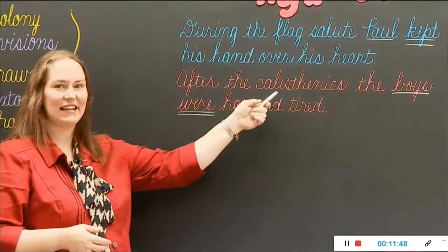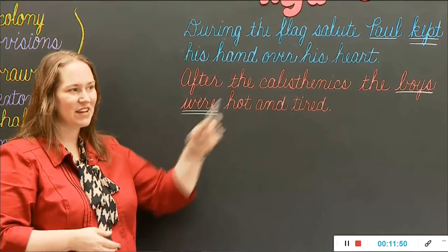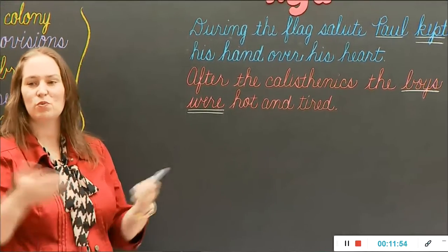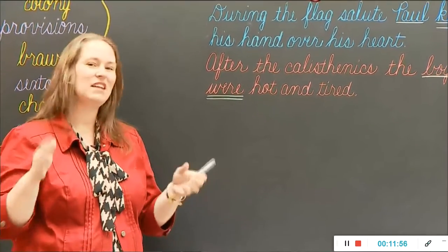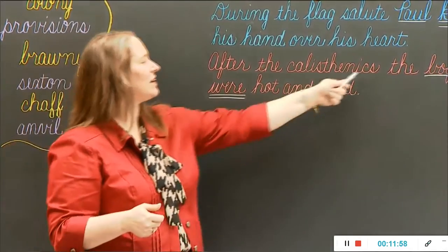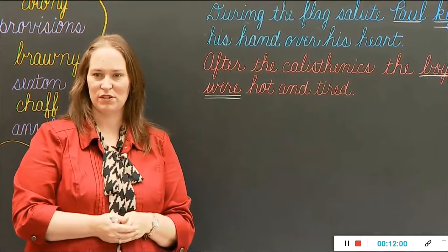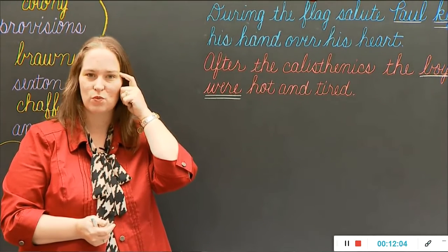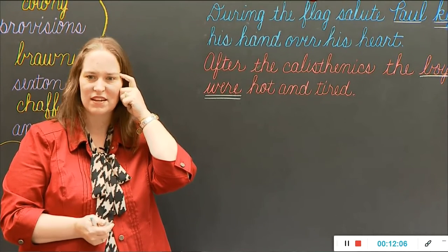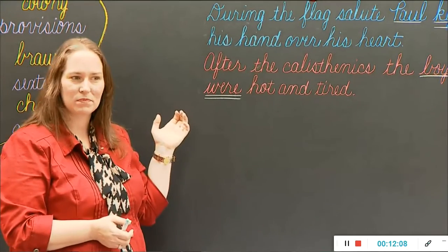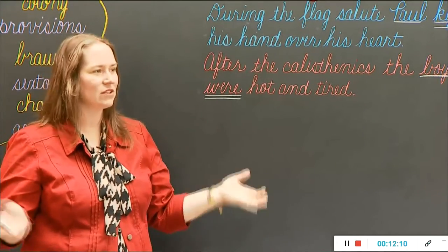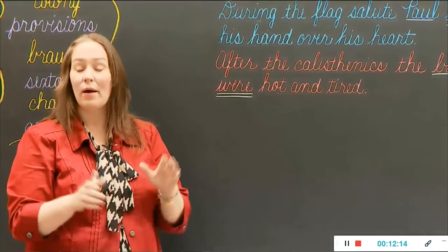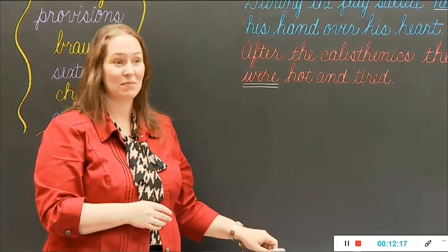Do you know what calisthenics are? Do you know, Sarah? Exercises. It is a kind of exercise. What if we just weren't thinking very hard, not doing our best, and we just underlined calisthenics as the subject of our sentence? Then I want you to read that subject and verb together. Calisthenics were hot and tired. Calisthenics were? Is that the idea of our sentence? Well, no, the calisthenics are just exercises. They can't get hot and tired. People get hot and tired. So by following our steps, we don't make mistakes.